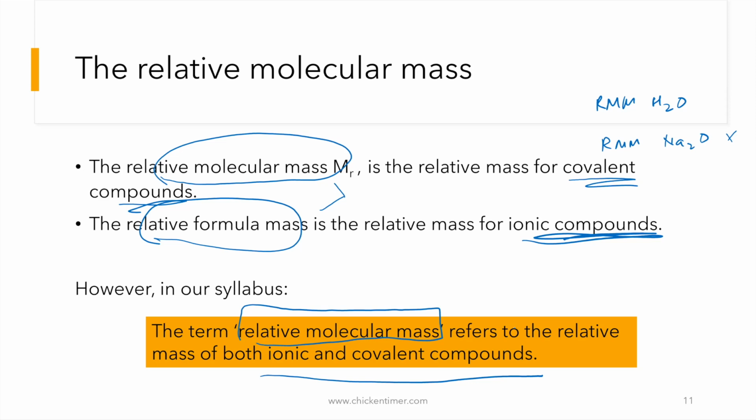So I am giving you the terms. If you ever see relative formula mass pop out in books, it means the relative mass for ionic compounds. Relative molecular mass is by right for covalent compounds. But for N levels and O levels, we don't care about the difference. We just call them relative molecular mass for both. That's why I bold it in orange here, to tell you that for you, relative molecular mass means the mass for ionic and covalent compounds. If you see them, don't panic.